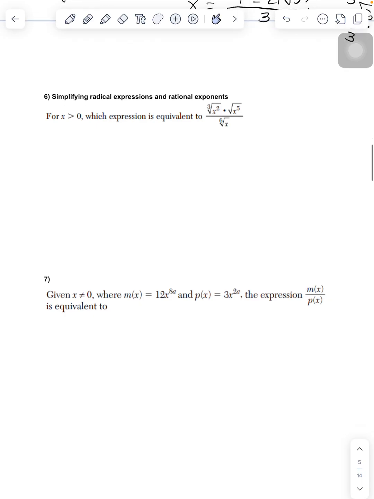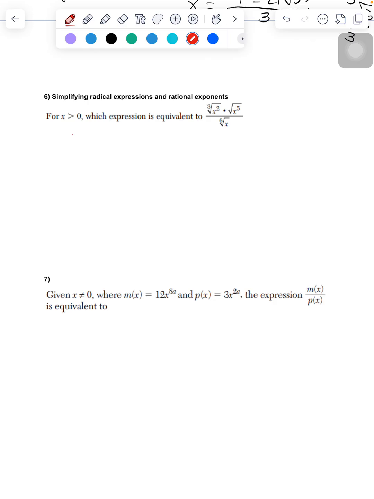All right, remember radicals? We were doing this like a couple of weeks ago. So let's work on some radical problems, right? So it's saying for x equals 0, which expression is equivalent to, right? There's a couple of things you could do here, right? Let's do it algebraically first. So let's convert all of these singular parts into fractions.